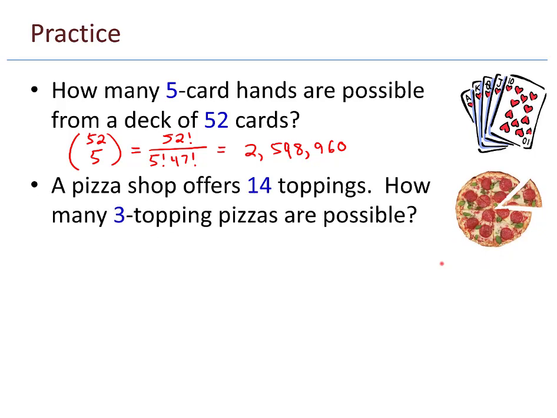A pizza shop offers 14 toppings. How many 3-topping pizzas are possible? Again, there's 14 items, and I'm just selecting 3 of those 14. So I have 14 choose 3. So that's 14 factorial over 3 factorial 11 factorial, and that ends up being 364.